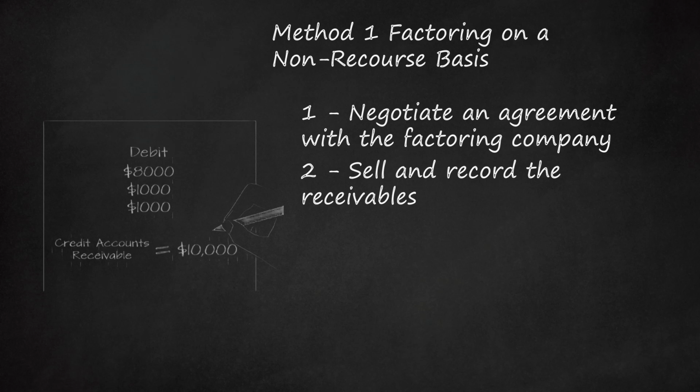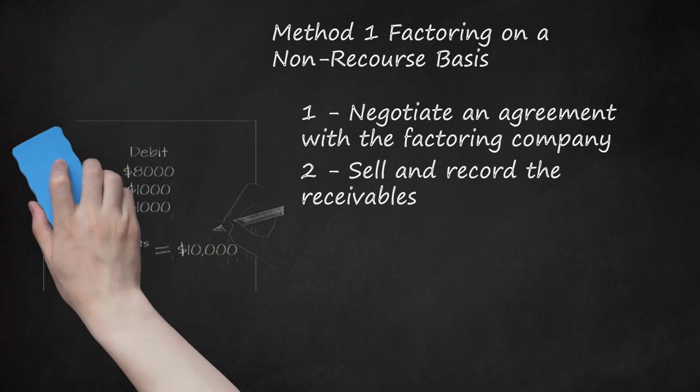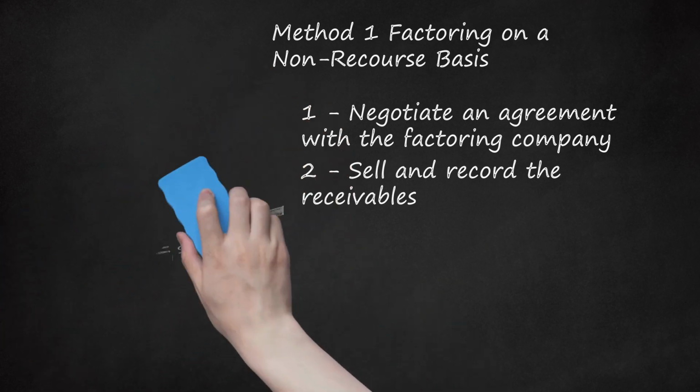Due from factor is an asset account, and is used to indicate the amount that the factor will pay you upon collecting the accounts in full. The factor's service fee is recorded as a loss in the loss on sale account.